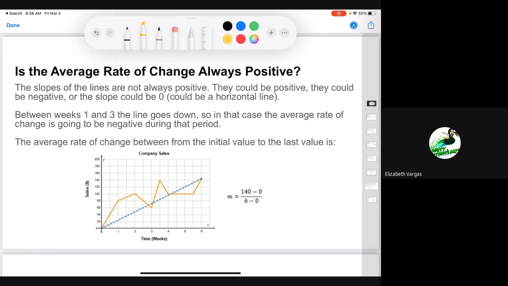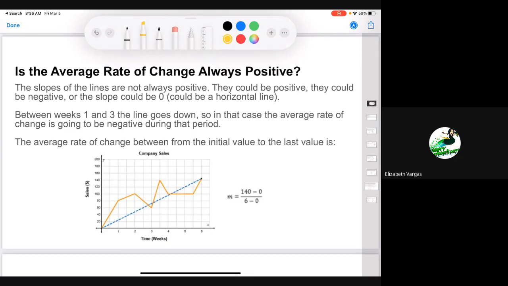So that gives us the question: is the average rate of change always positive? Well, the slopes of lines are not always positive. They can be positive, they could be negative, or the slopes could be 0, which would be represented by a horizontal line. And we'll get into this more on Monday. So here's just an example. Between week 1 and week 3, the lines go downward. So in this case, the average rate of change is going to be negative during that period.